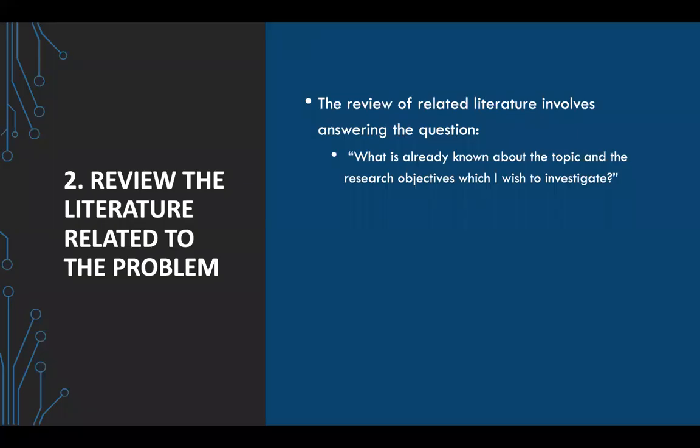So the second step is the review of related literature. It involves answering the question, what is already known about the topic and the research objective you wish to investigate. It provides a concise description and critical evaluation of work which has already been done on the research area of interest.